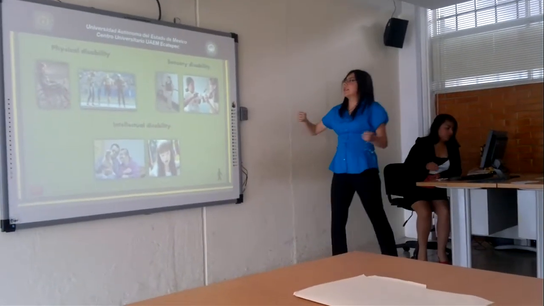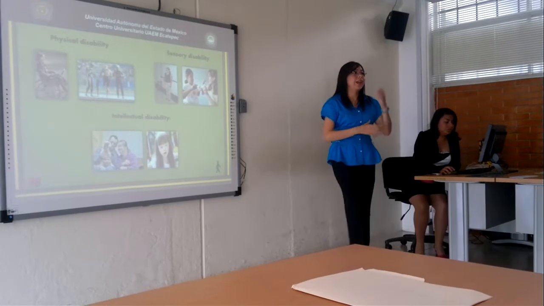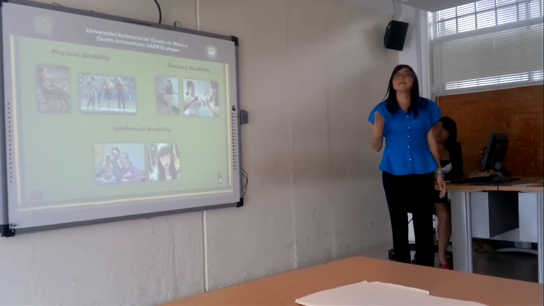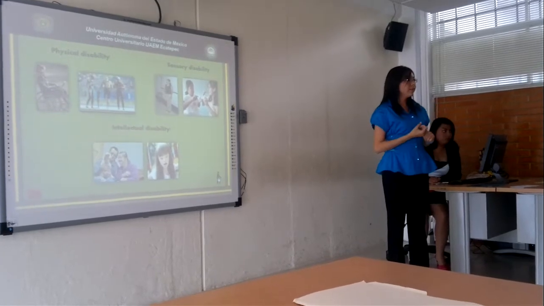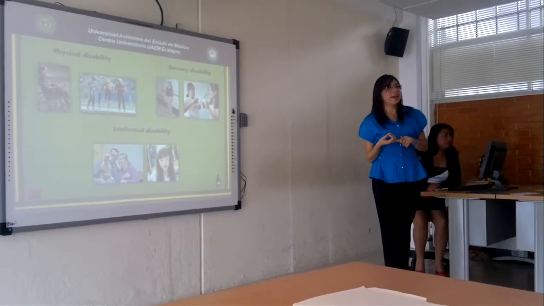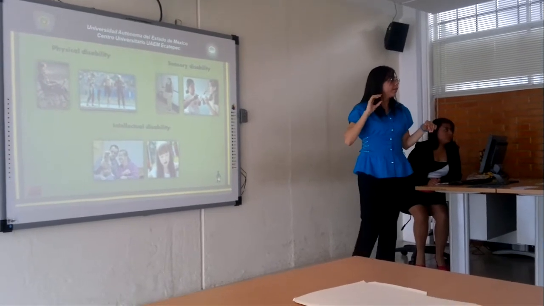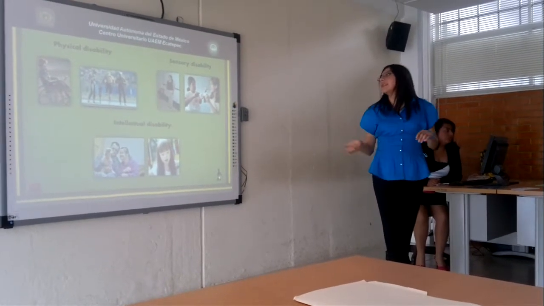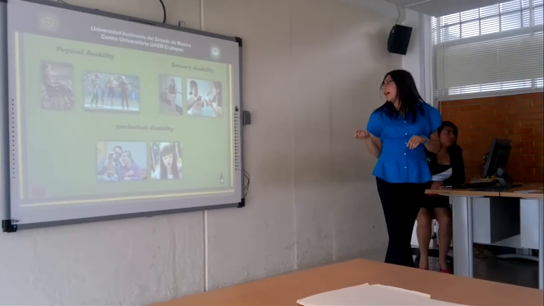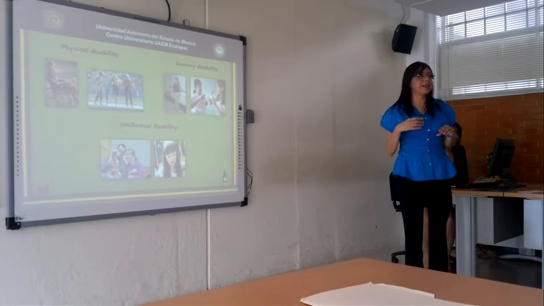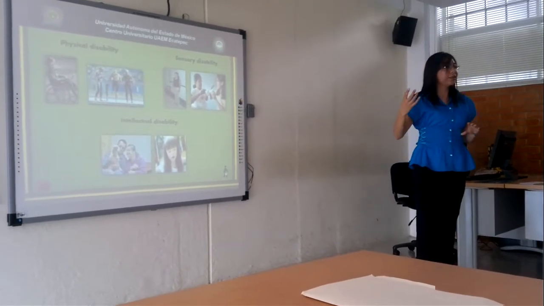Physical disability: this person doesn't have an arm, a hand, etc. Sensory disability, for example, blind people who lose sight. And intellectual disability: they don't have the same intellectual ability as others.